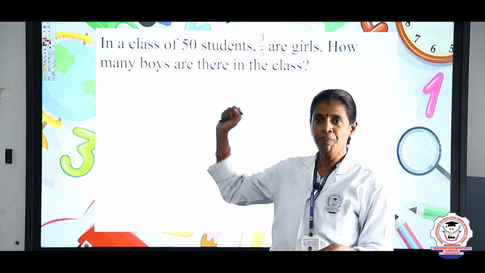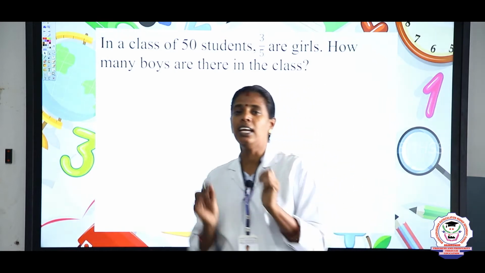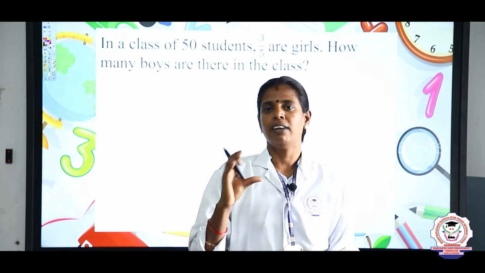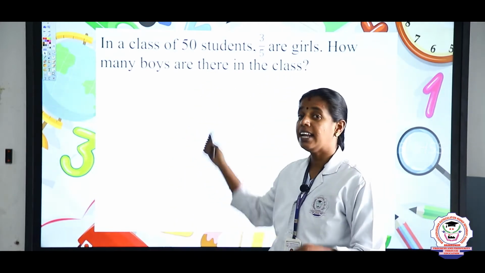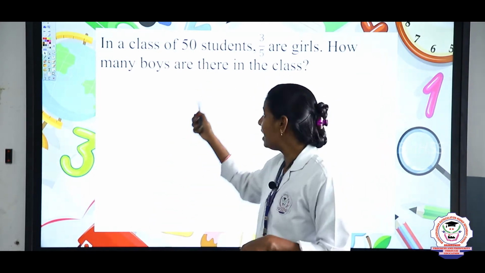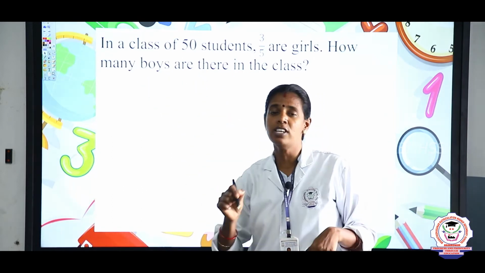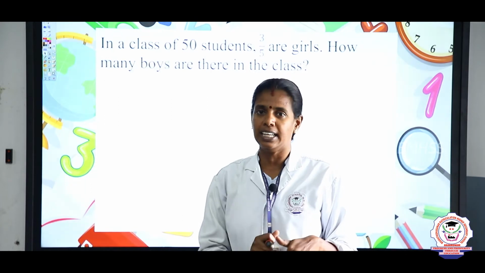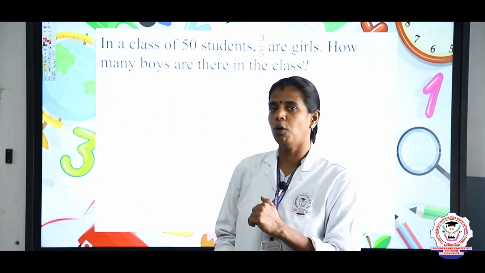See, in the classroom, 50 students are there. Of that 50, 3 by 5 of the part are girls and the remaining are boys. But they ask us to find how many boys, in the sense we want to give a number like 10, 20, 30, okay. So, we will solve this problem.